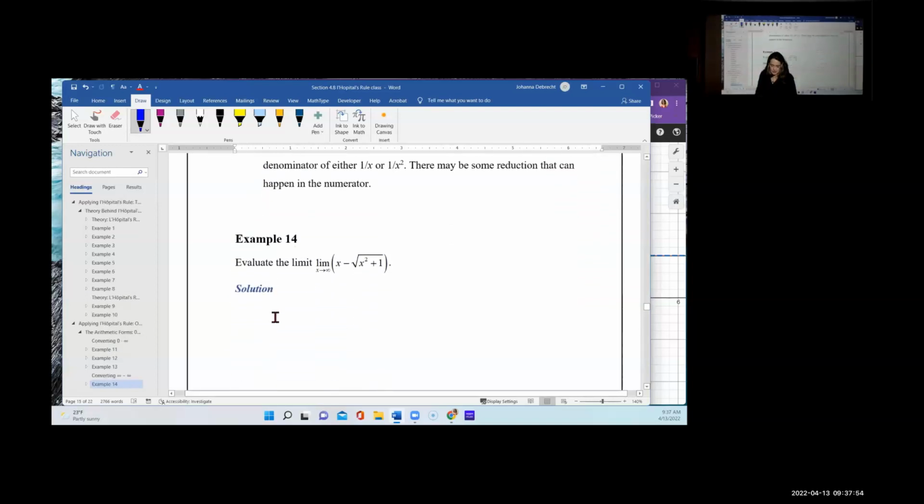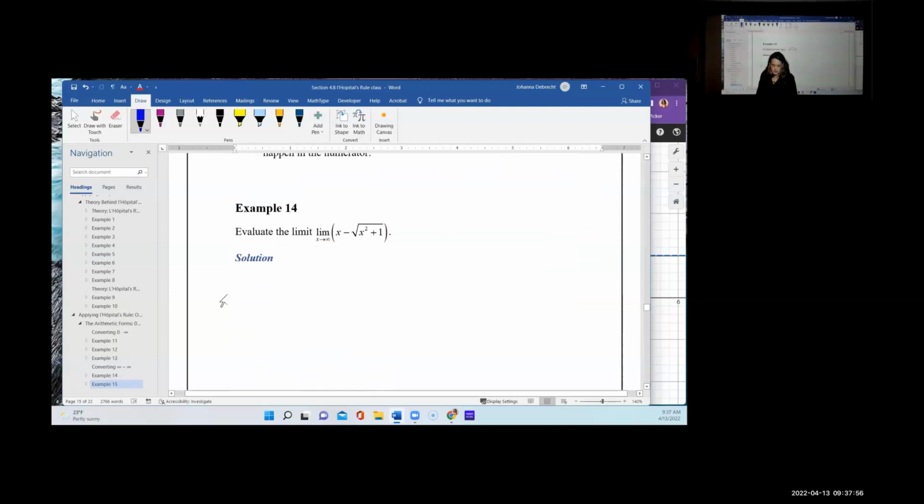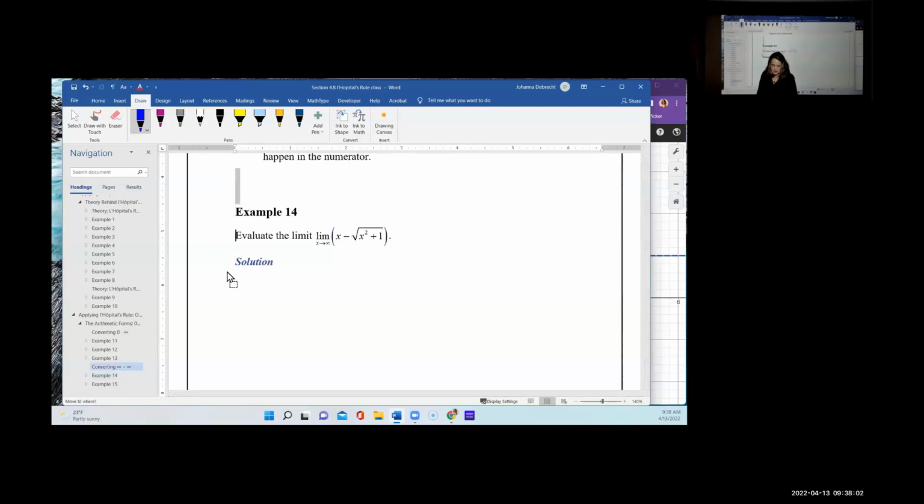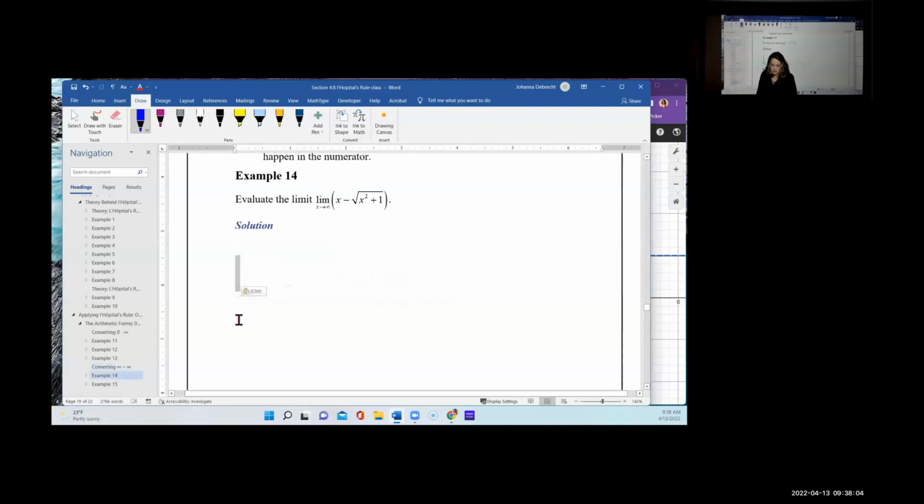Okay, let's take a look at example 14. In example 14, we have the limit as x goes to infinity of x minus the square root of x squared plus 1, the quantity. So when we look at this one, we want to imagine what we could do. One thing that we did in chapter 2 was we multiplied by the conjugate divided by itself. That's still a decent strategy that you could try.